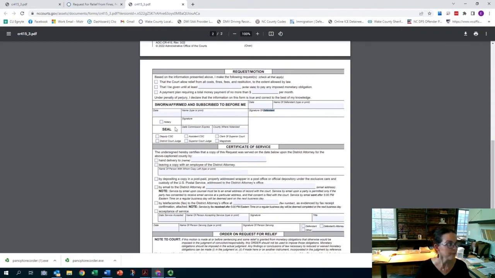Now, this can also be signed at the clerk's office. So you don't have to necessarily go to a bank or a UPS store. If you're going to file it in court, you can actually take it to the clerk's office and the clerk can witness you signing this document.